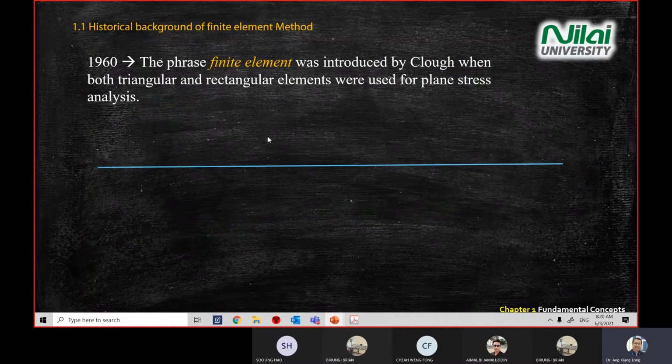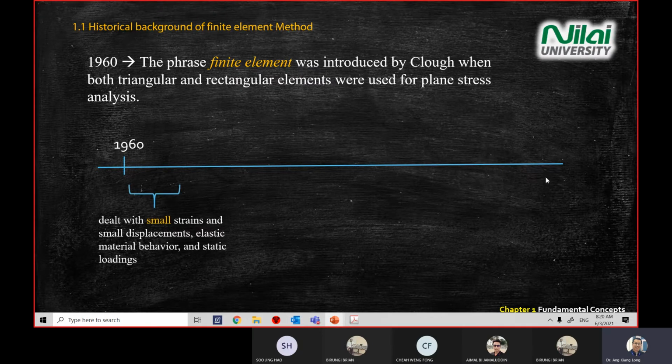Then, so on, people start to break into smaller pieces, where just now we learned about the discretization word. So people start to use different shapes of element to solve problems. In the 1960s, they tried to use triangular and rectangular elements for stress analysis.